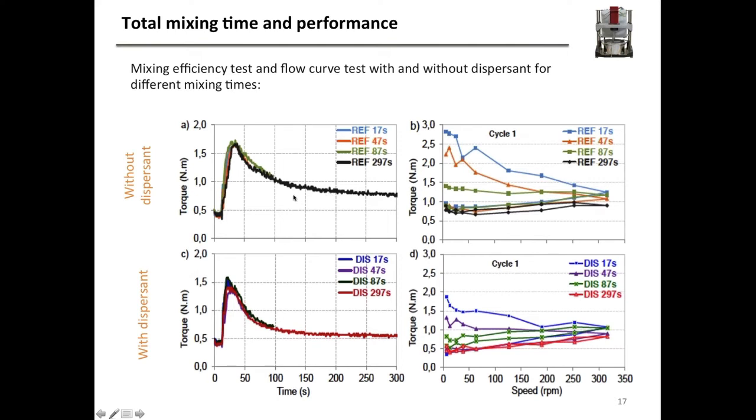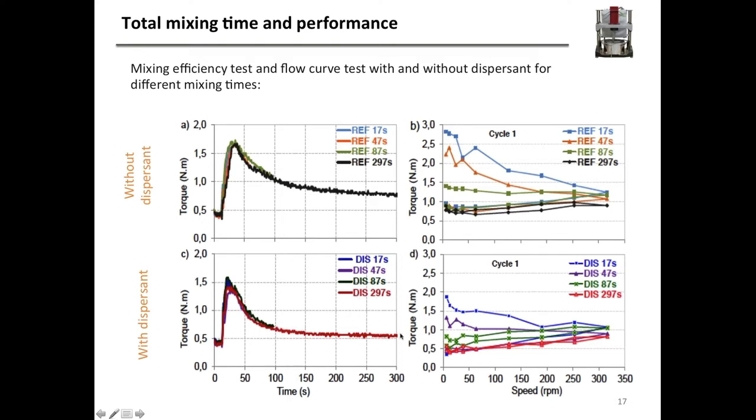What you see in this case, quite frankly, for this mixture, is that 17 seconds is not enough. That's the blue curve that's hidden here behind. 47 seconds would not be enough. That's the orange here. 87 would not be enough to reach stability. 297 seconds of mixing, yes, does reach stability. When you look at the same with the dispersant, you see that, in fact, same conclusion. 17 seconds is not enough. 47 is not enough. 87, actually, you get there. At 87, you're not far from reaching stability.